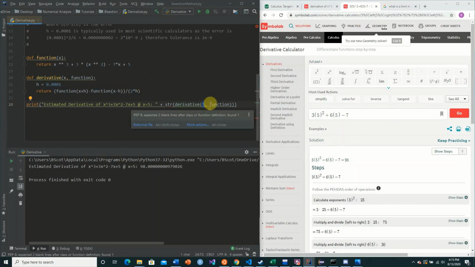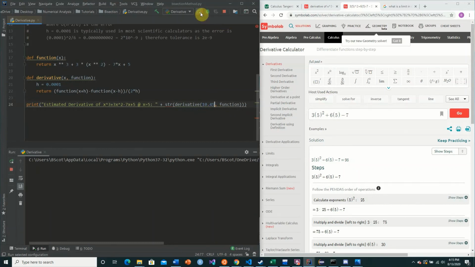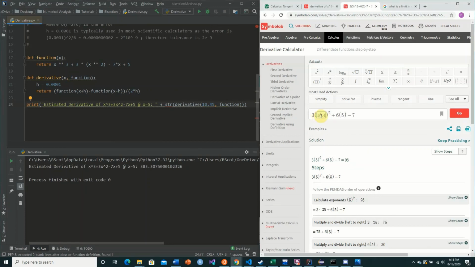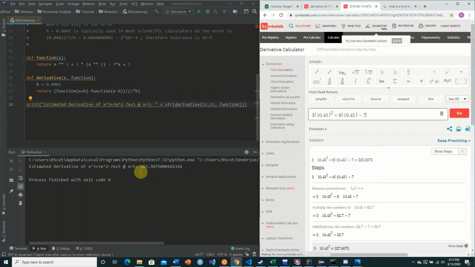We can type in more values. Let's say 10.45. We can also type that in here. We had an estimation of 383.3075, and we can see here our estimation is correct.